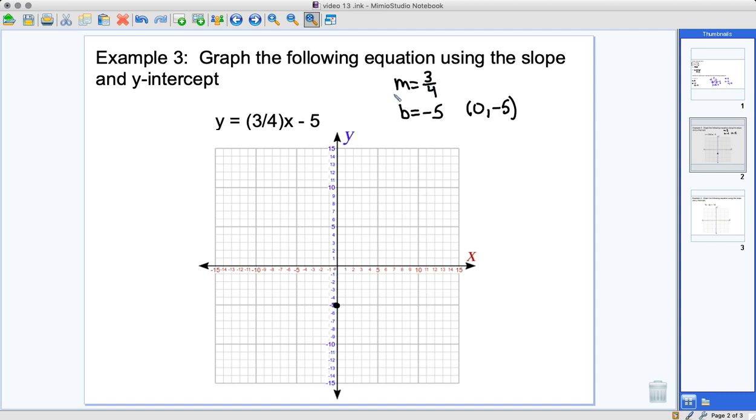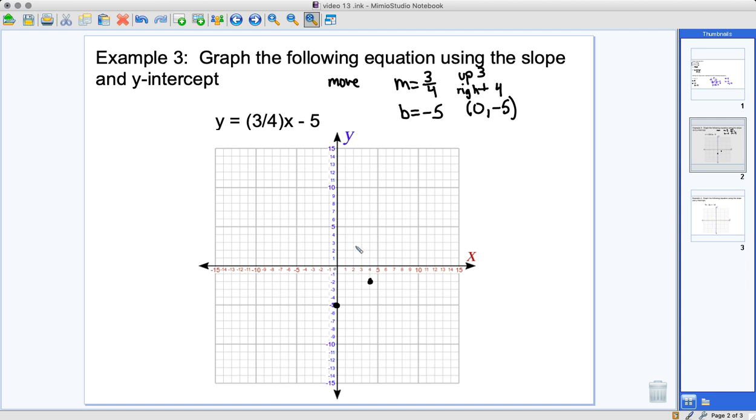Then this slope tells us how much we're going to move. So 3 on the top. Remember, rise over run, so the top number tells you to go up or down. Since it's positive, we're going to go up 3 and then to the right 4. So from my point that I plotted, I'm going to go up 3 and to the right 4.